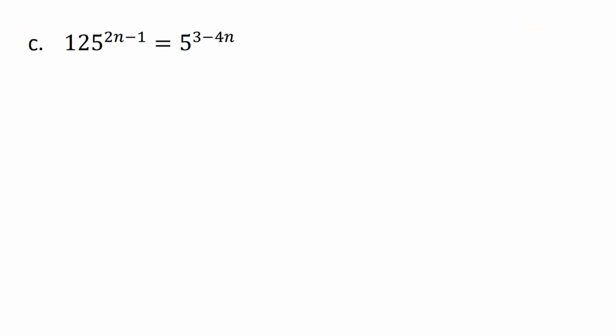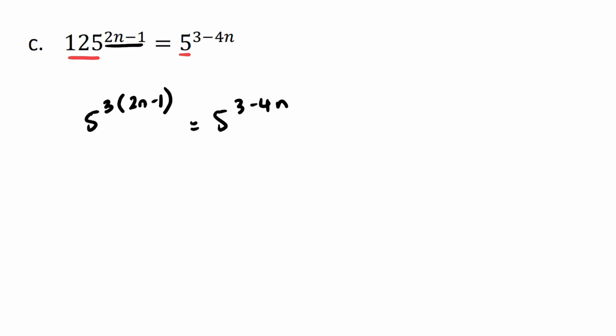Next one, same idea. So base of 5, base of 125. Can I write 125 as a base of 5? I should be able to, so that should be 5 to the power of 3. Now, what you need to make sure is that because I've already got a power of 2n minus 1, I need to write that in brackets. So I'm going to need to multiply those values out. And that's equal to 5 to the power of 3 minus 4n.